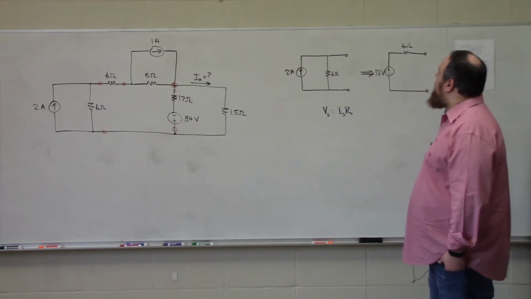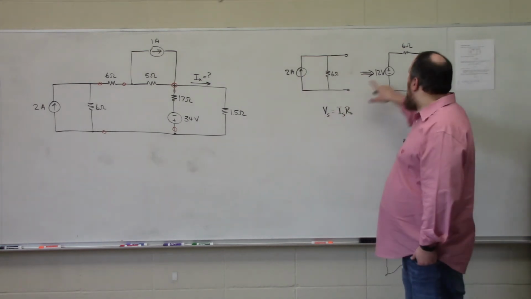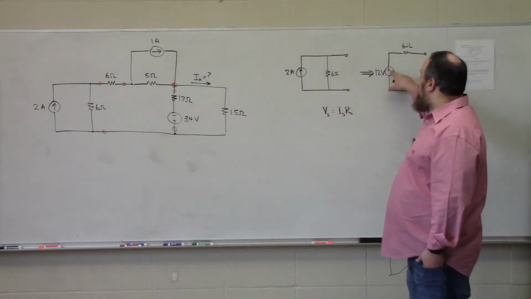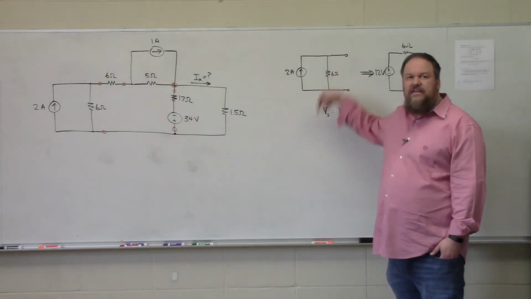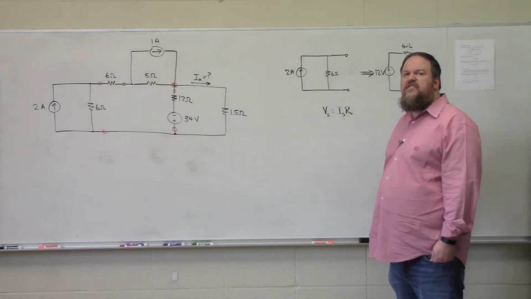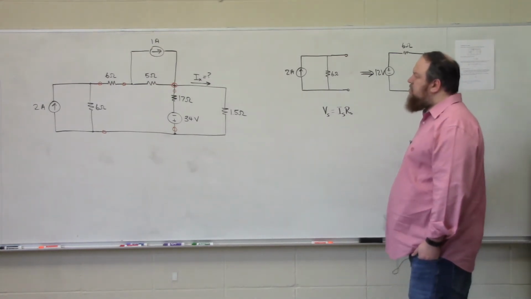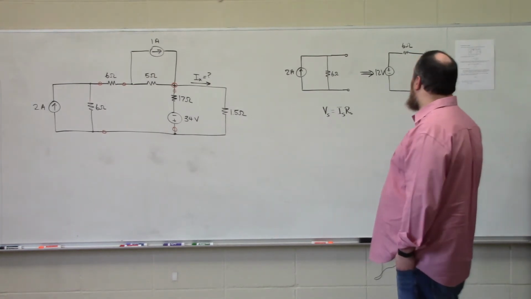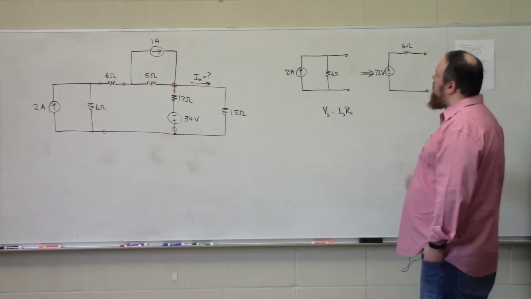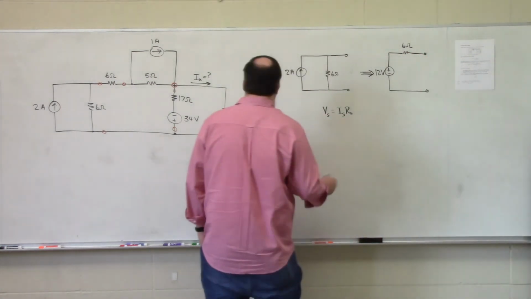I want to point something out real quick. If the arrow is directed up, the positive polarity terminal of the voltage source should be on top. If the arrow were directed down, the positive polarity terminal of the voltage source should be on bottom. So we could replace that 2 amp, 6 ohm practical current source with this 12 volt, 6 ohm practical voltage source. But let's look at the other practical current source as well.